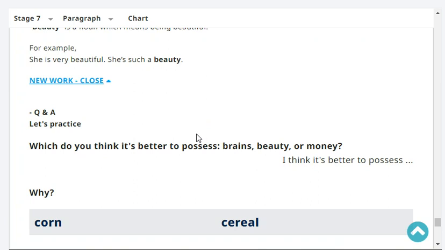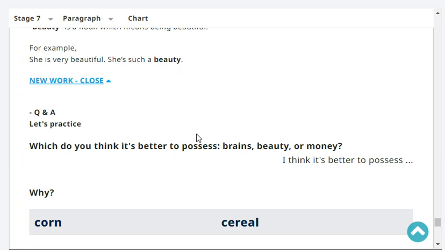Okay, let's practice. Which do you think it's better to possess? Brains, beauty, or money? I think it's better to possess. Possess means have. Which one? Brains, beauty, or money? Money. Very good.